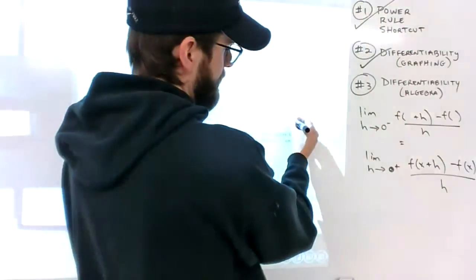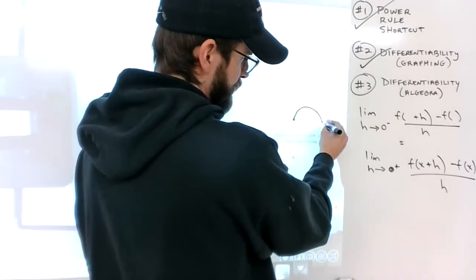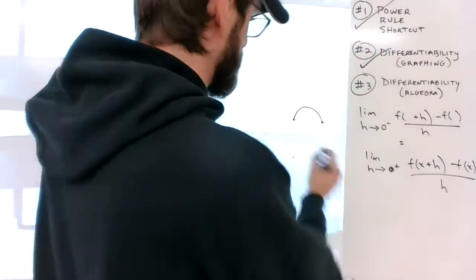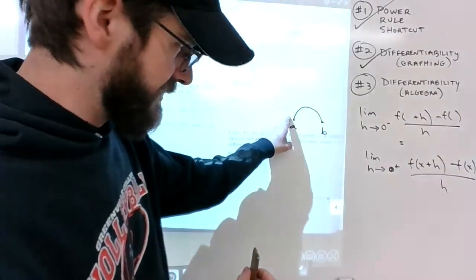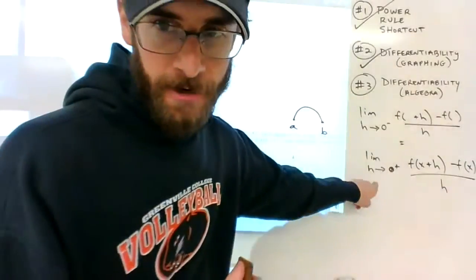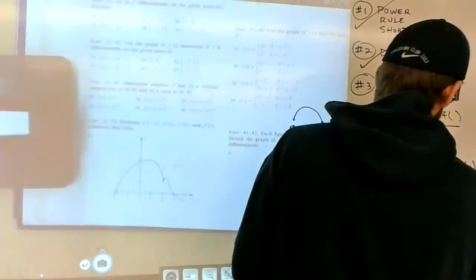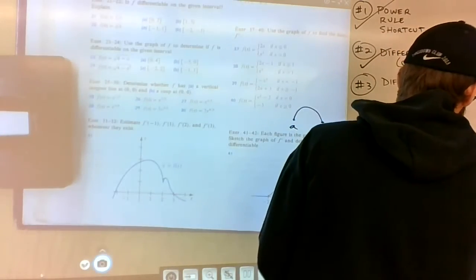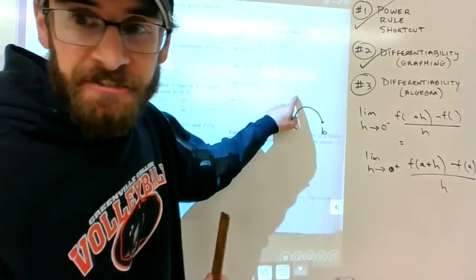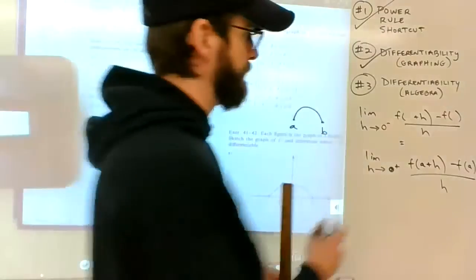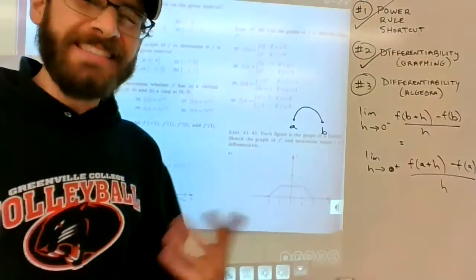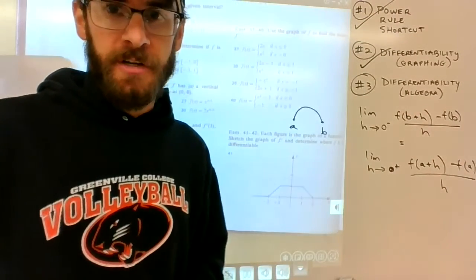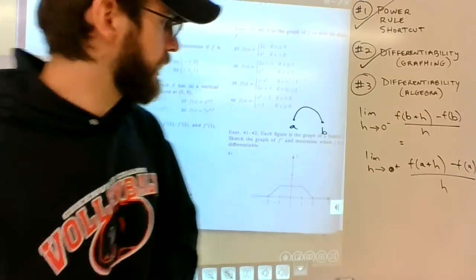So just think about a semicircle as a function. I think that's a really easy one to visualize. This is from A to B. So from the right of A, you have to have a limit here. And from the left of B, you also have to have a limit. So that's kind of how you're working your way through those definitions to see if it's differentiable in a closed interval.